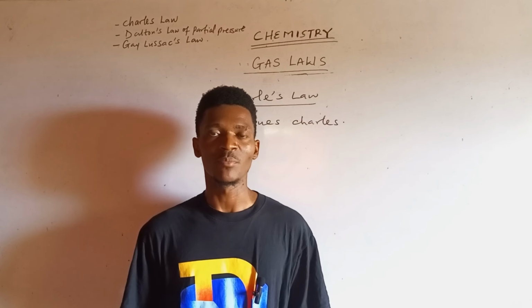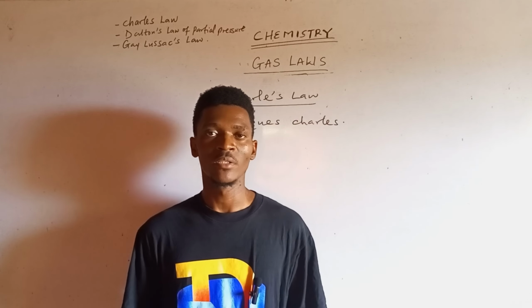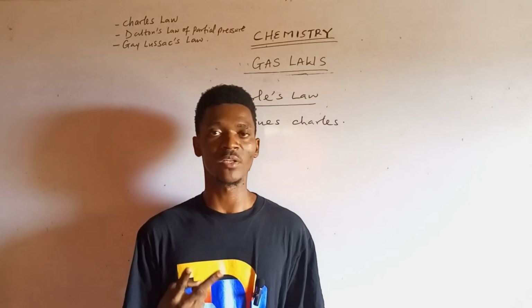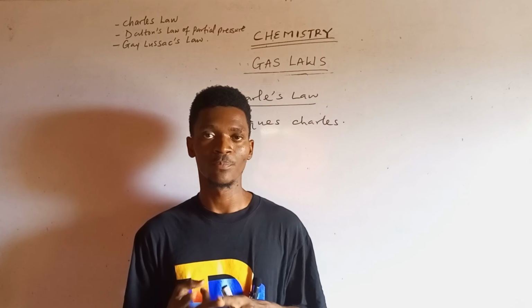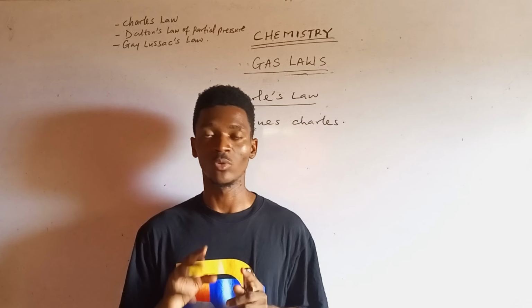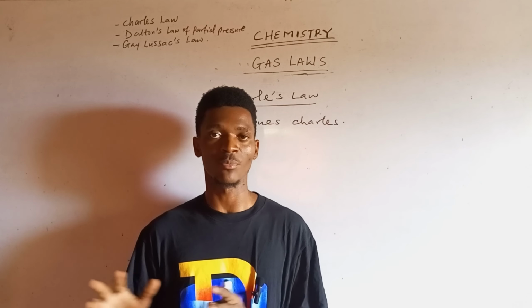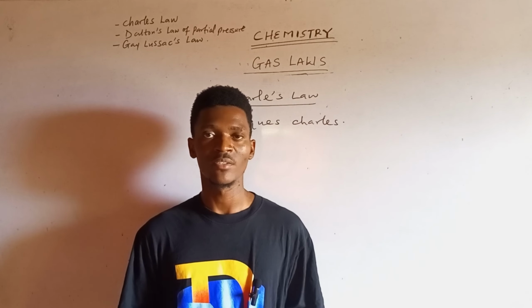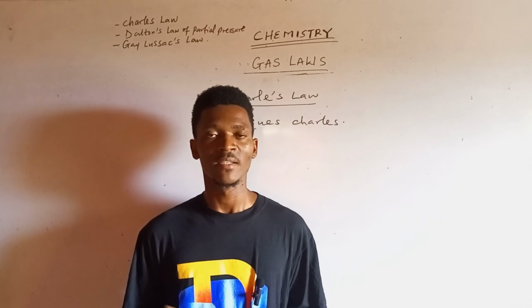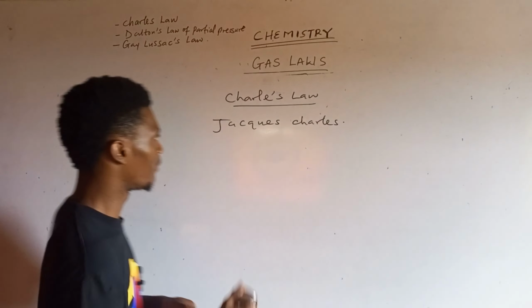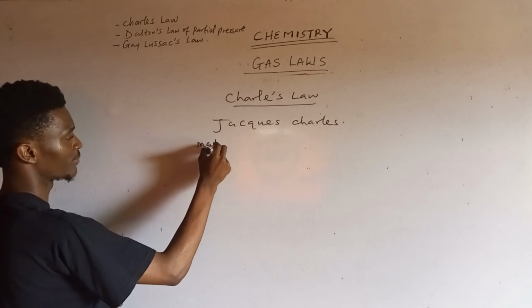So what does that mean? It means that in Charles' law, the two quantities that are of utmost relevance are volume and temperature. So we don't need pressure because pressure is supposed to be kept constant in Charles' law. So it means that there is a direct relationship from the mathematical expression.